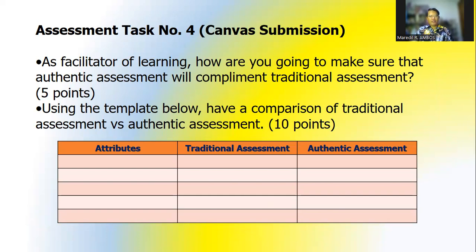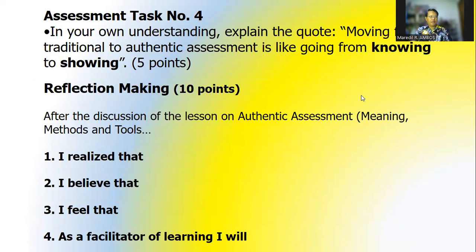For our activity, we have here the assessment task. So here is your task that you're going to do. As number one, as facilitator of learning, how are you going to make sure that authentic assessment will complement traditional assessment? That is 5 points. Then, using the template below, make a comparison of traditional assessment versus authentic assessment. That's 10 points. I have a matrix or a table for you to fill in. Then in number 3, in your own understanding, you need to explain the quote: Moving from traditional to authentic assessment is like going from knowing to showing.